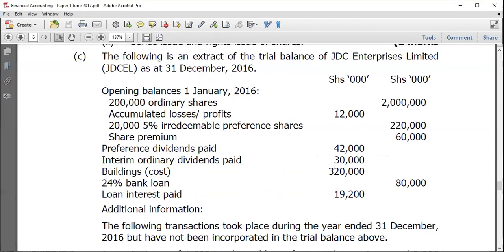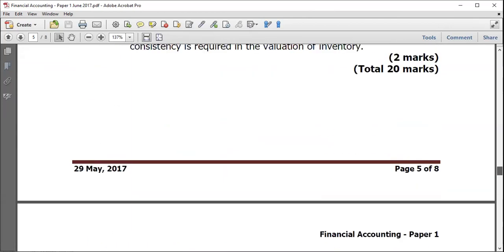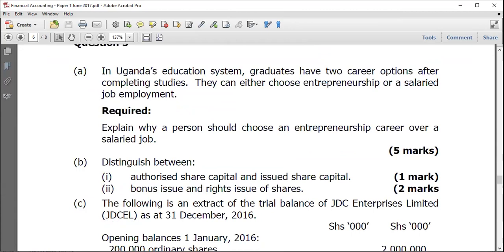So this is our question here. Of course, it starts from here, where it is telling us that in Uganda's education system, graduates have two career options after completing studies. They either choose entrepreneurship or salaried employment. Explain why a person should choose entrepreneurship over a salaried job.